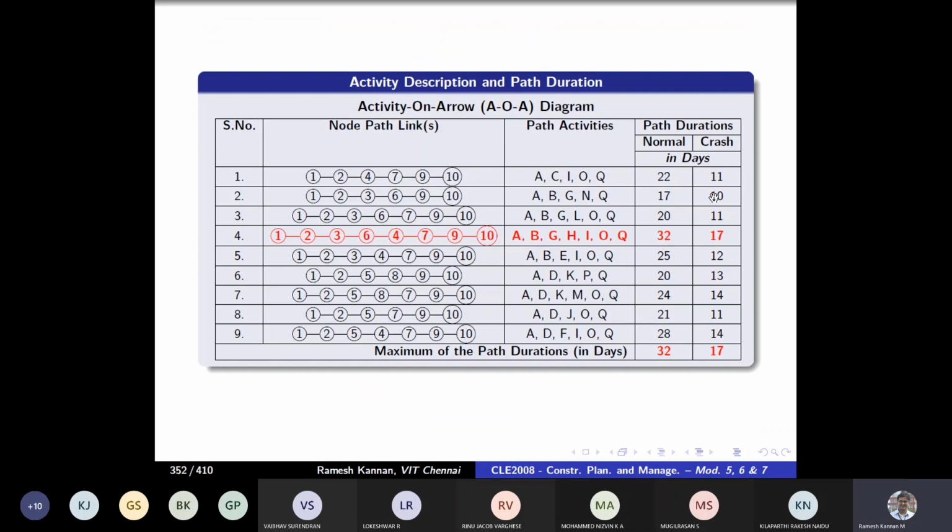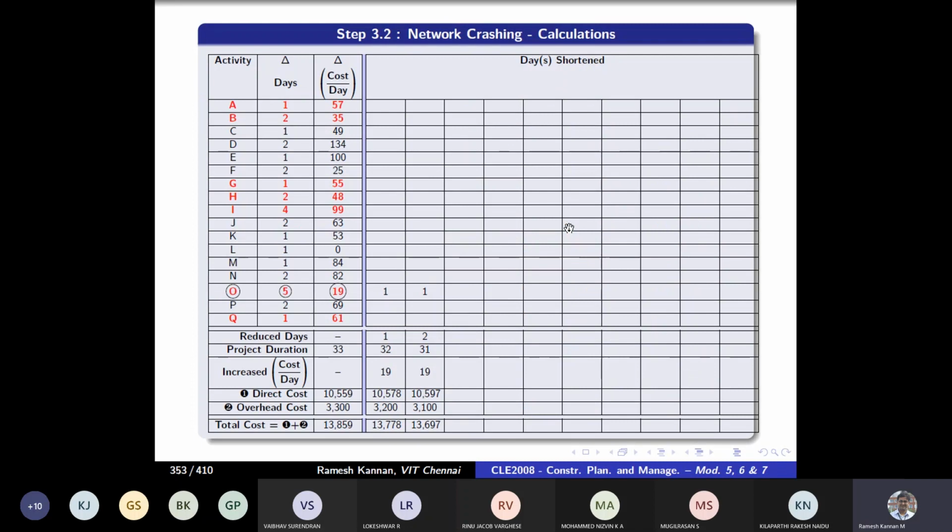And in examination, you don't have to draw multiple tables. You can draw tables and you can slash it. Like 33 now becomes 32. And the critical path duration does not change actually, right? Next, we'll see if there is any other change, if we have not exhausted this. So we'll reduce 1 day.